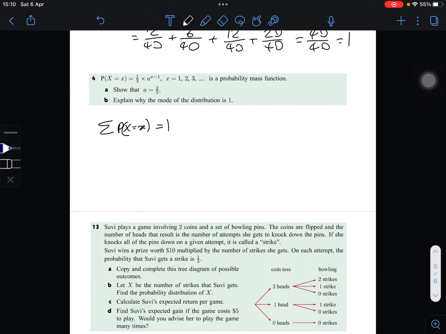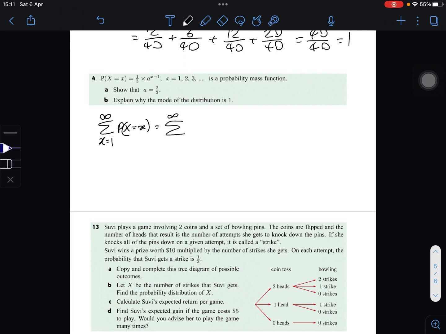Well, what values can X take? X takes all the values from 1 to infinity. That's what the dots mean. It just continues on. So we need the sum over all x's, P of X equals x, from 1 to infinity to equal 1. Well, how do we do that? At first, it kind of stumps you until you realize that this format here is exactly the same as a geometric sequence. So let's show that.